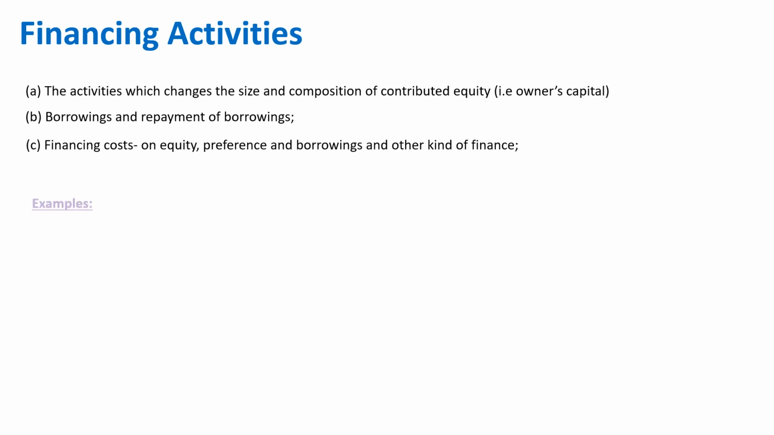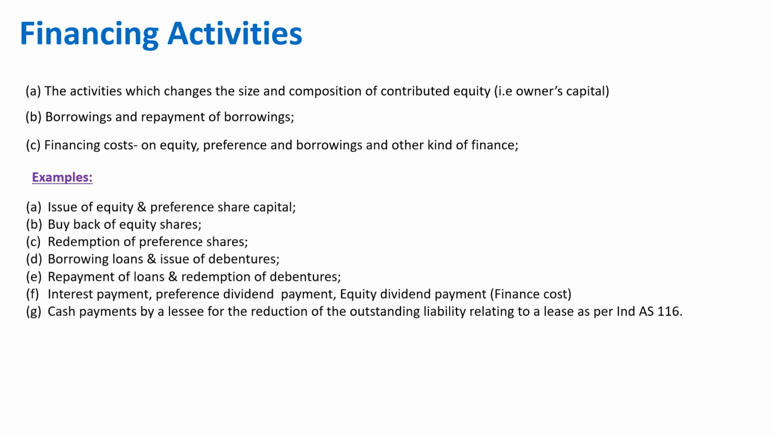Let's see a few examples of what is covered under financing activities. A, issue of equity and preference share capital. So when you issue, you get the money, so it's a cash inflow. Buyback of equity shares. In case of buyback, the company pays the shareholders, so it is a cash outflow. Redemption of preference shares, same, cash outflow. Borrowing loans and issue of debentures. So you take loans, so there is a cash inflow for the company. Repayment of loans and redemption of debentures. So when you settle the loan, it is a cash outflow.